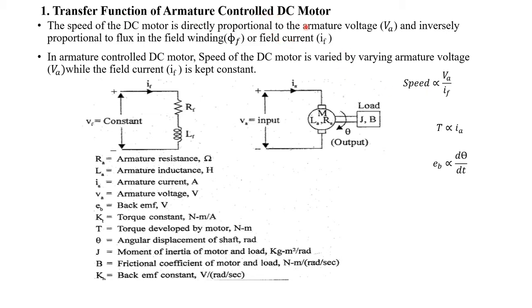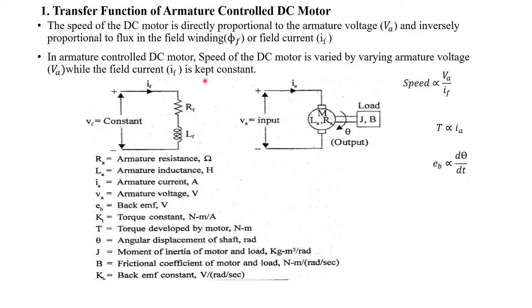For this DC motor, the output will be the speed. The speed of the DC motor will be directly proportional to the armature voltage, and it will be inversely proportional to the flux in the field winding. The flux is directly proportional to the current. That's why here we are writing it as the current in the field winding. So we should know this concept, that the speed of the DC motor will be directly proportional to the armature voltage Va as well as inversely proportional to the field current If.